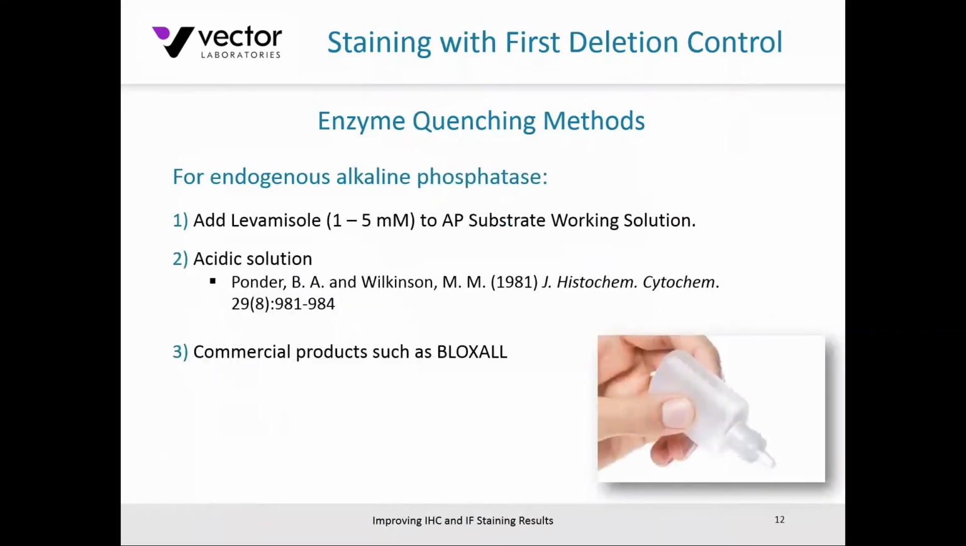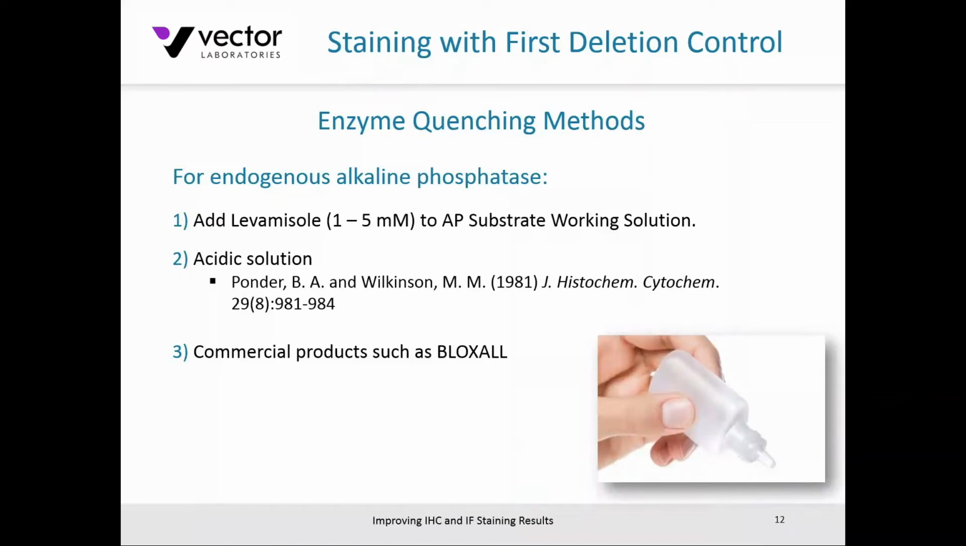For those investigators who are looking to use an alkaline phosphatase-based detection methodology and are unclear about what would be suitable there, the use of levamisole up to around a 5 millimolar concentration, applied directly into the alkaline phosphatase substrate working solution, is usually the way that this is addressed.